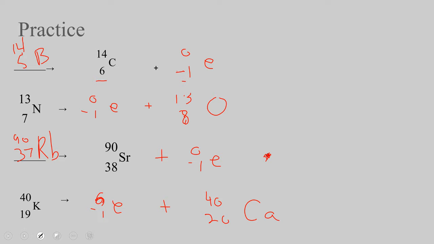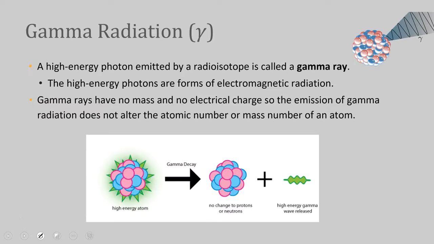Second type of decay. Now, we're going to get into the third one. It's not going to take us a lot of time because I find it to be the easiest one. Gamma radiation. High energy photon emitted by a radioisotope called a gamma ray. You may hear gamma rays in comic books and stuff. That's fiction in comic books, but gamma rays are real. They just won't turn you into the Incredible Hulk. They'll just do some other damage and some things that you don't want to get.